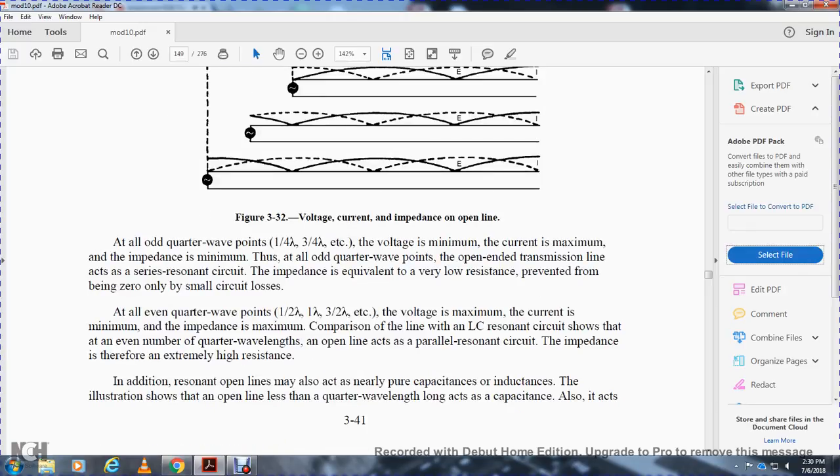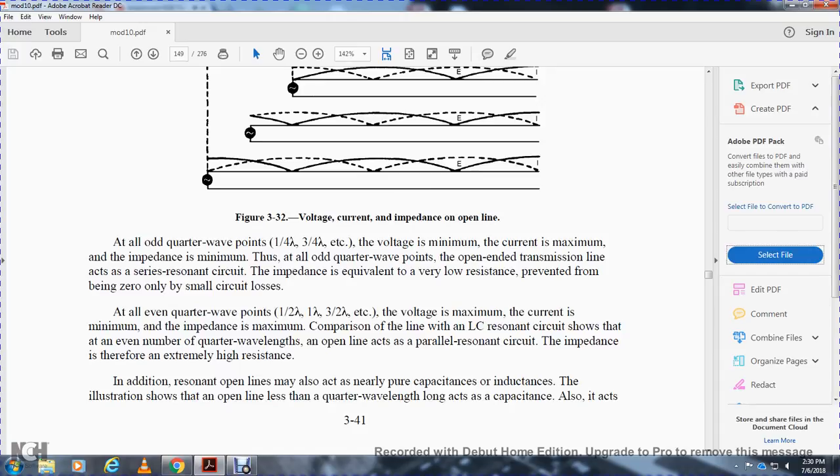At all odd quarter wavelengths, 1/4, 3/4, etc., the voltage is minimum, the current is maximum, and the impedance is minimum. At all quarter wave points, the open end of the transmission line acts as a series resonant circuit. The impedance of the equivalent circuit is very low, as in a series resonant circuit, ideally zero.